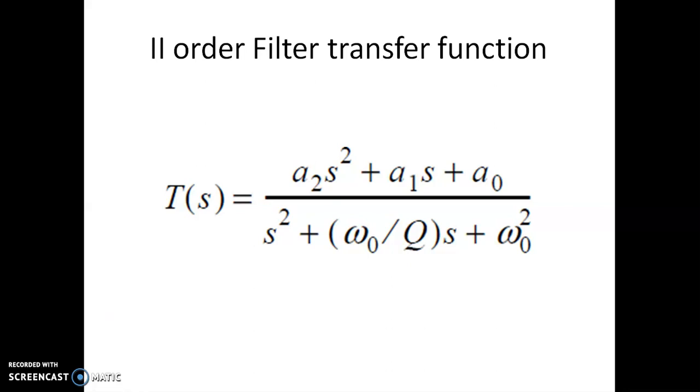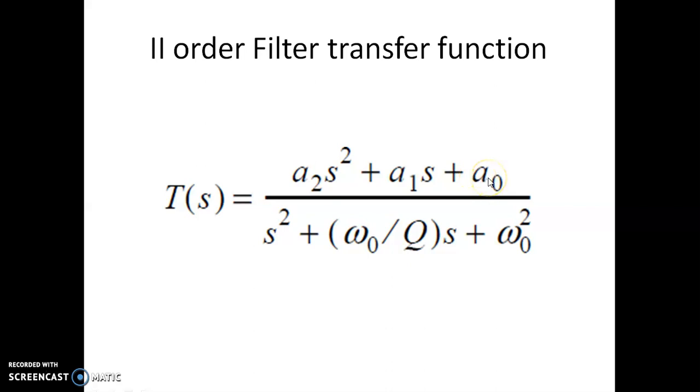This is a general transfer function of a second order filter. As you can see here, this omega naught happens to be the cutoff frequency of this second order filter. Q happens to be the pole quality factor. And in the numerator you can see there is a2 s square plus a1 s plus a naught. So this is a very general transfer function.